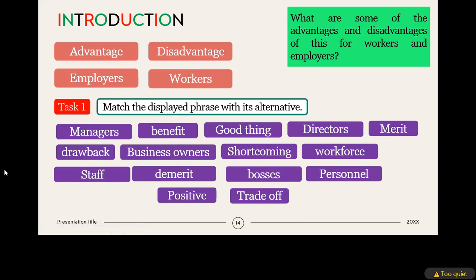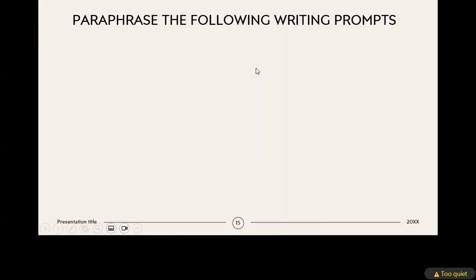Disadvantages. Excellent. Yes, disadvantages. A drawback is a disadvantage. Now, these are the words, guys, you should think of when you are writing your essay. I have uploaded this PowerPoint presentation.